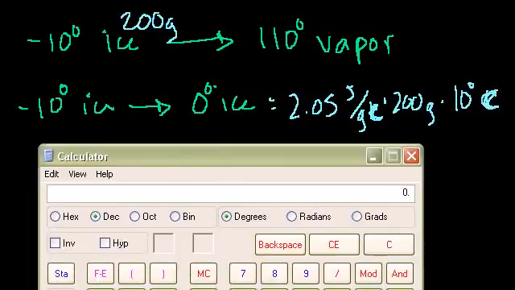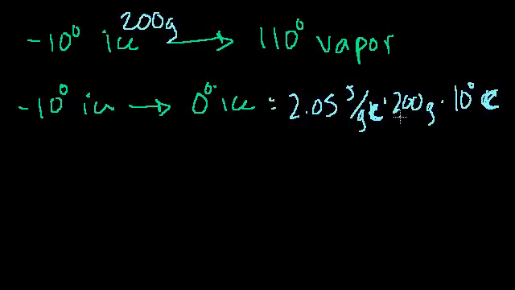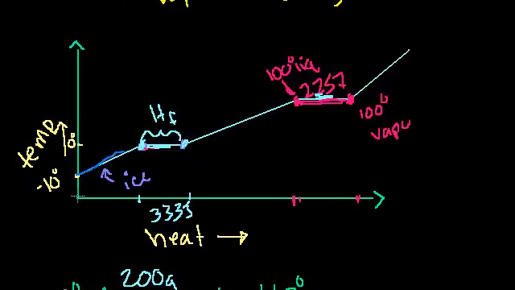So what is that equal to? Get the calculator. 2.05 times 200 times 10 is equal to 4,100 joules. Let me do this in a different color. So this is 4,100 joules. Fair enough. What we've done is just this part right here. This distance right here is 4,100 joules.